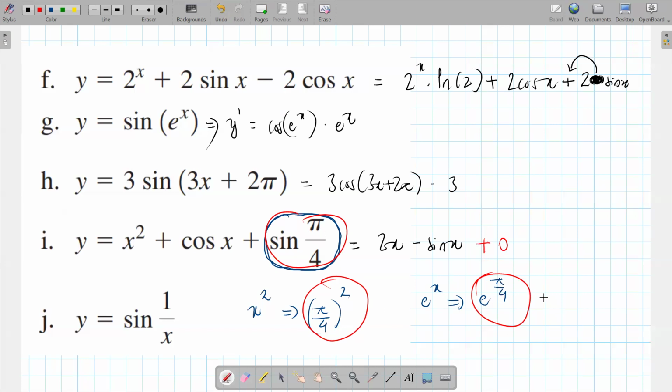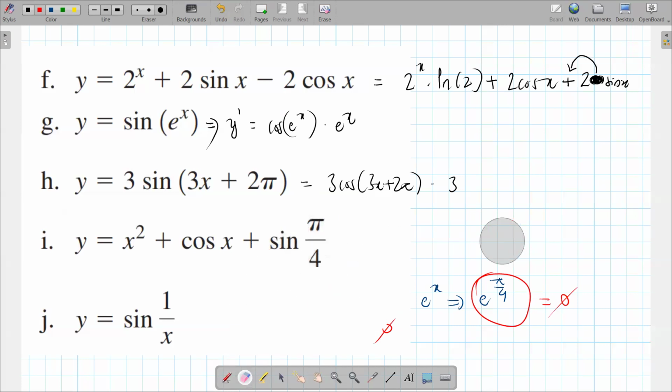It's the same thing as saying e to the power of pi over 4. This is not a function. The derivative of this would be a 0. Simply a constant. Pi over 4 squared, derivative would be a 0. Same concept here. They trick you sometimes like this. The last one is most definitely a function, and it's a little bit tricky as well.